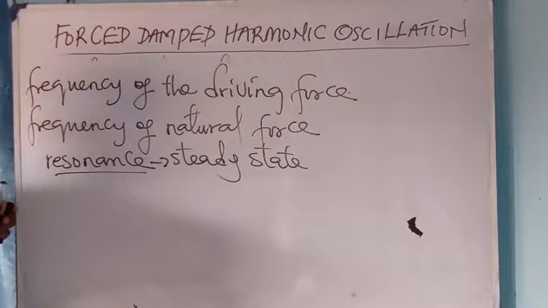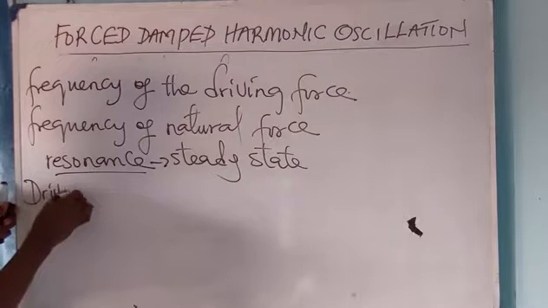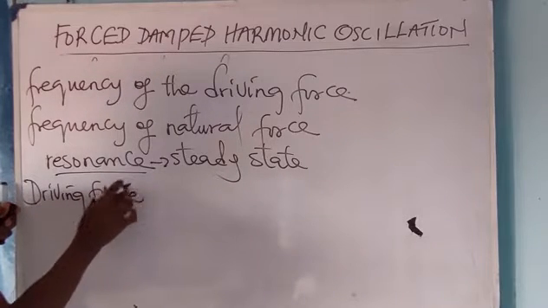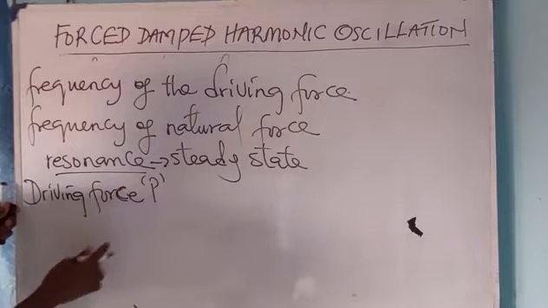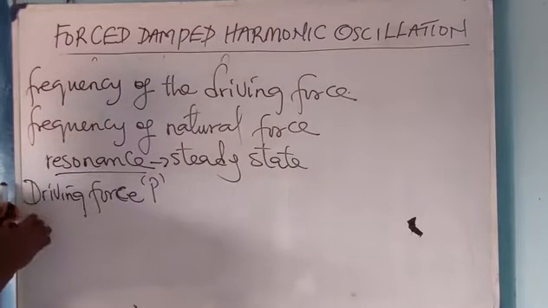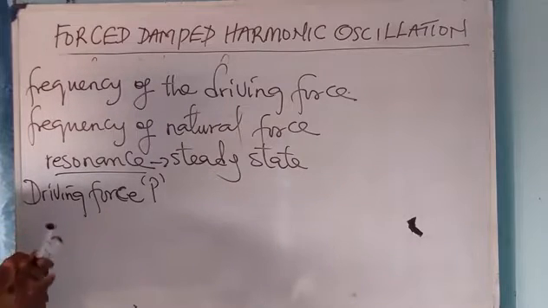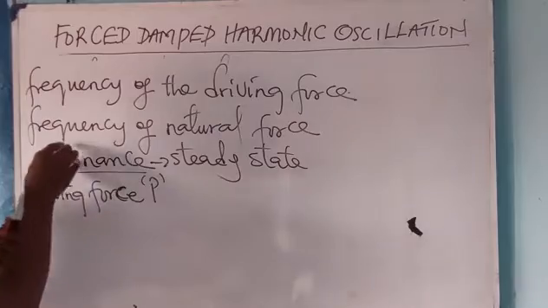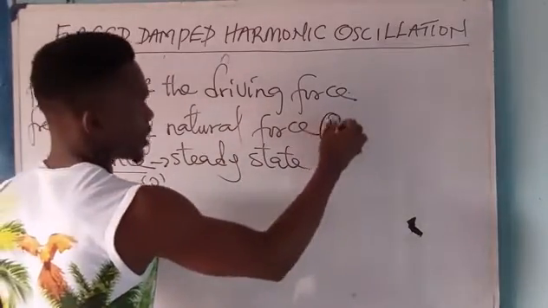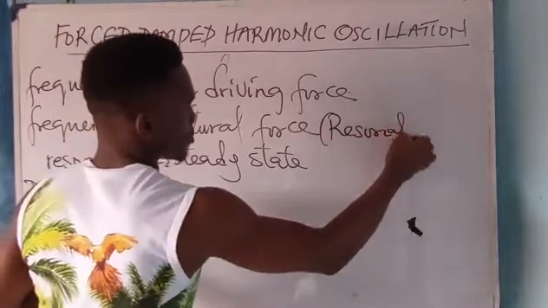Which means that I can say that the driving force is denoted as P, while the frequency of the natural force, or the resonance frequency, if I don't use the words frequency of natural force, I can use resonant frequency.